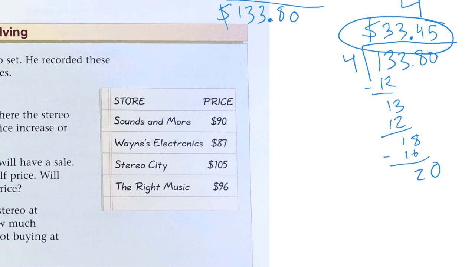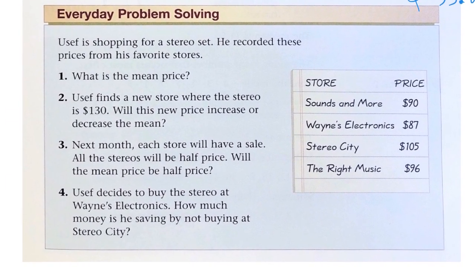So take a look at your workbook for chapter 13, section 8. And if you'd like to look at some everyday problem solving, you can take a look at Youssef is shopping for a stereo set. And he recorded these prices from his favorite stores. So he's manually writing down the prices. He doesn't have an app to do it. So if you didn't have your phone to help you search for prices and you wanted to actually look up each one and write down each price, then you could find out, well, what's the mean price? And then you could work out the other problems. And then you got your practice in chapter 13, section 8. Let me know if you have any questions.